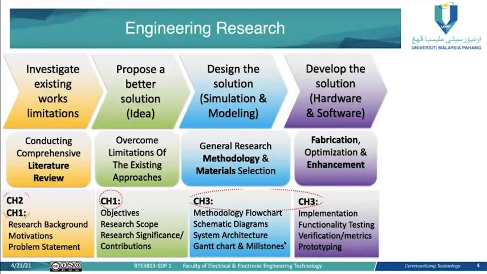So this will also be under Chapter 3, which includes the implementation, functionality testing of your system, verification and metrics of your system, prototyping part of your system. So all this will also be under Chapter 3. As you can see here, Chapter 3, you are going to write during proposal during SDP1 as a proposal, but it's not finalized. During SDP2, you are going to finalize based on the information obtained from the real fabrication or real implementation of your system or your design.